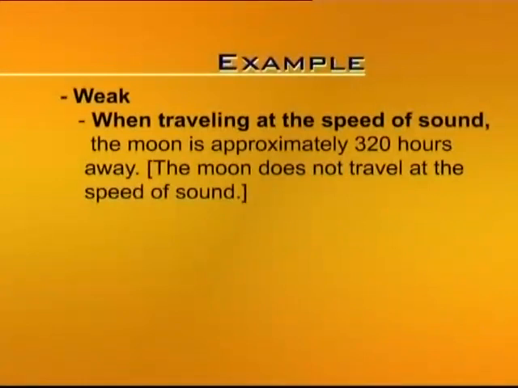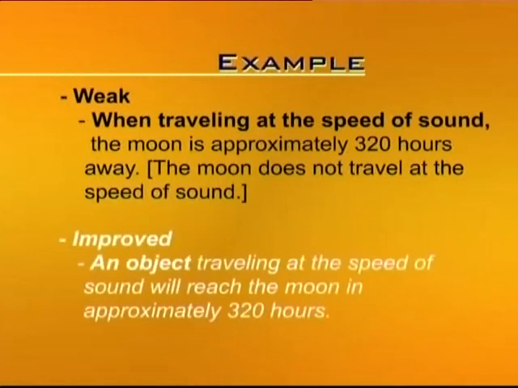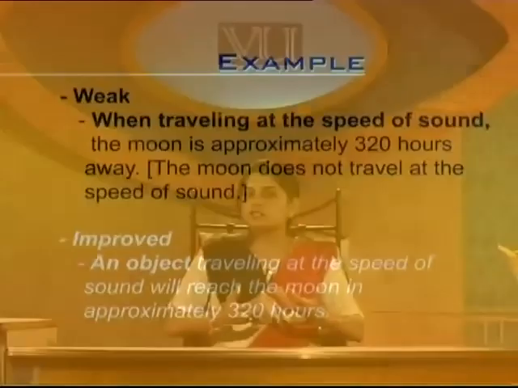Let's have a look at an example where the writer says, when traveling at the speed of sound, the moon is approximately 320 hours away. Now this implies that the moon travels at the speed of sound, whereas the moon does not travel at the speed of sound. The improved version would be: an object traveling at the speed of sound will reach the moon in approximately 320 hours. क्योंकि when traveling at the speed of sound से ये नहीं पता चल रहा कि what is traveling, क्योंकि जिक्र moon का है तो ये लगता है कि the moon is traveling.